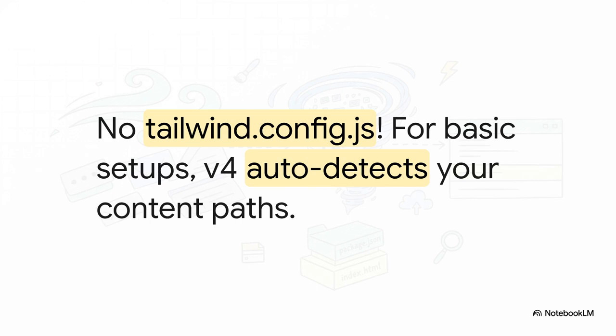But maybe the most revolutionary part is what we didn't have to create. There is no tailwind.config.js file. For most basic projects, v4 is now smart enough to automatically find all of your template files. You only need to add a config file when you're ready to actually customize the theme. This is a huge step forward.